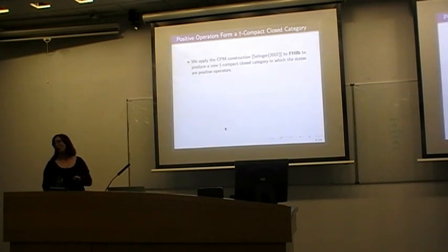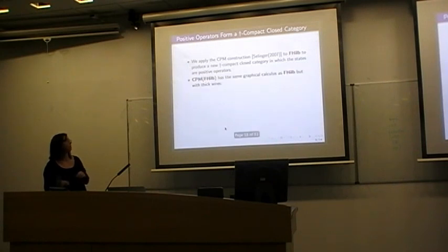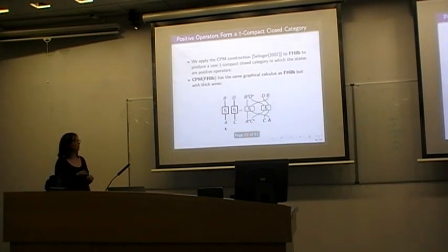Positive operators form a compact closed category with completely positive maps, and so that category, CPM(FHilb), has the same graphical characters as FHilb but with thick wires. So we've got cups, caps, tensor products, for example.